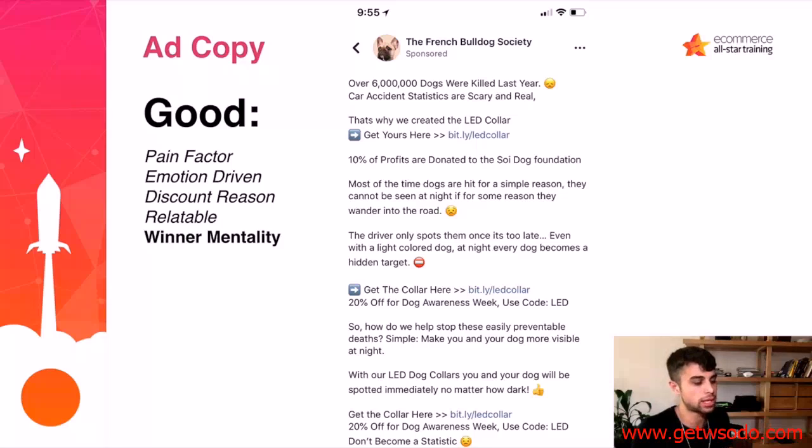Obviously, this only applies if your product has a reason, like a charitable cause. You don't do this for random products. But anytime you can do that, I recommend doing it.